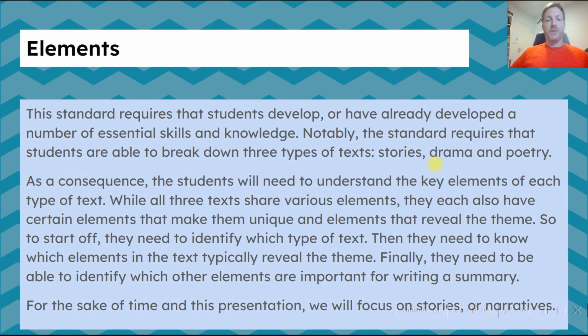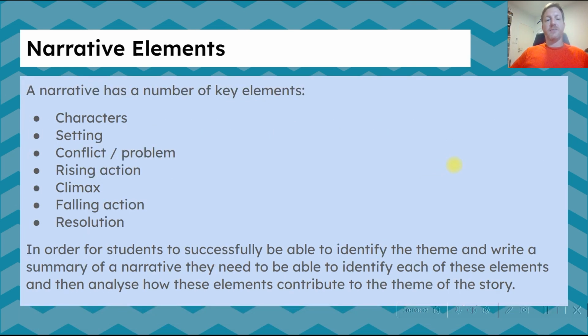Then, in order to do this, we need to identify the elements. So poems, narratives, and dramas, they all have similar elements, but some of them have special elements that are unique. For example, a poem and a narrative can have overlapping elements, but we're going to be looking just at narratives in this presentation. So a narrative has a number of key elements. It's characters, setting, there's a conflict or problem, there's some sort of rising action to make the story more exciting. Then there's a climax, which is the most exciting point in the story.